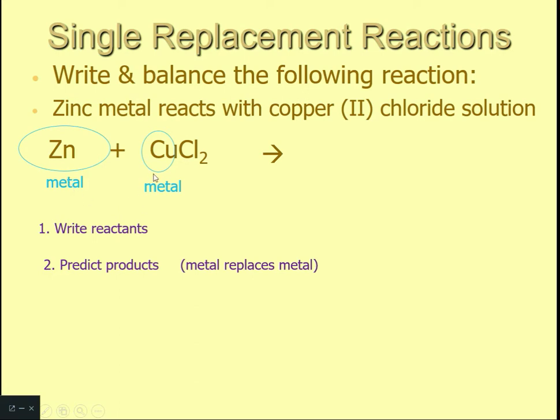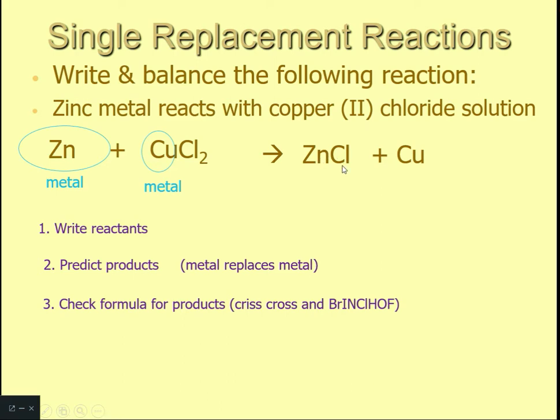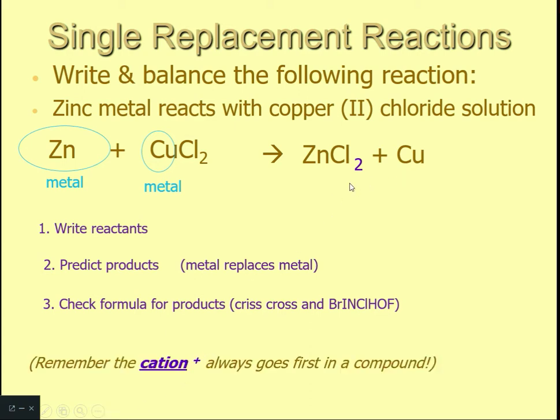So the zinc kicks the copper out by itself, and then you're going to have zinc paired up with the chlorine. But since zinc is a +2 and chlorine is a -1, we have to worry about our crisscross. So zinc and chlorine make ZnCl2, zinc with a +2, chlorine with a -1, and then copper's by itself, so it just gets a 0 charge. If the element that was by itself happened to be one of the diatomic elements, then you would have to have that element suddenly be diatomic. Don't forget, the cation is always listed first when writing a formula, but we did that before.